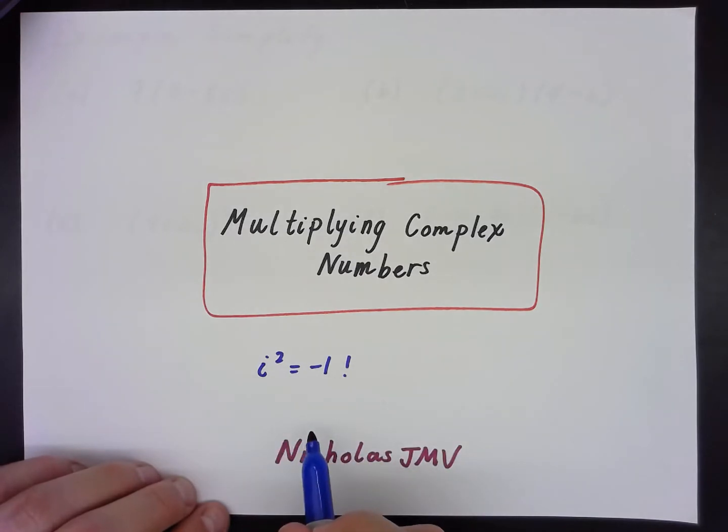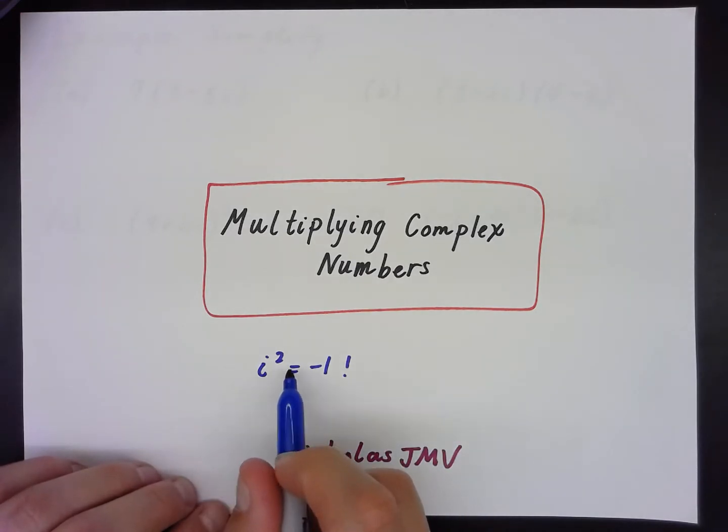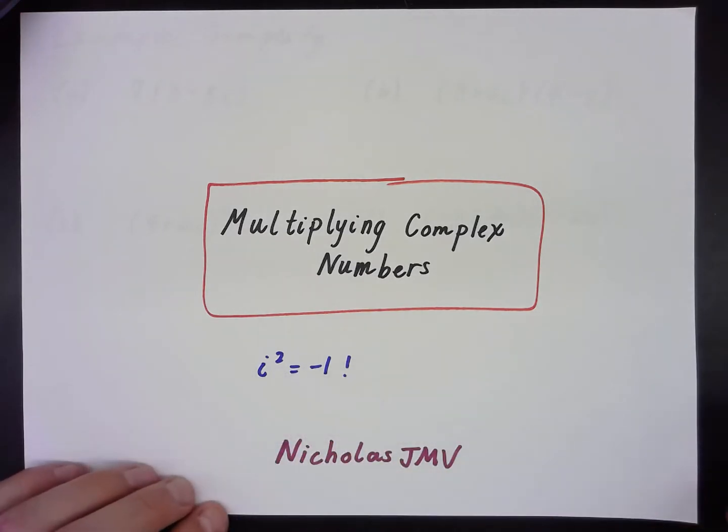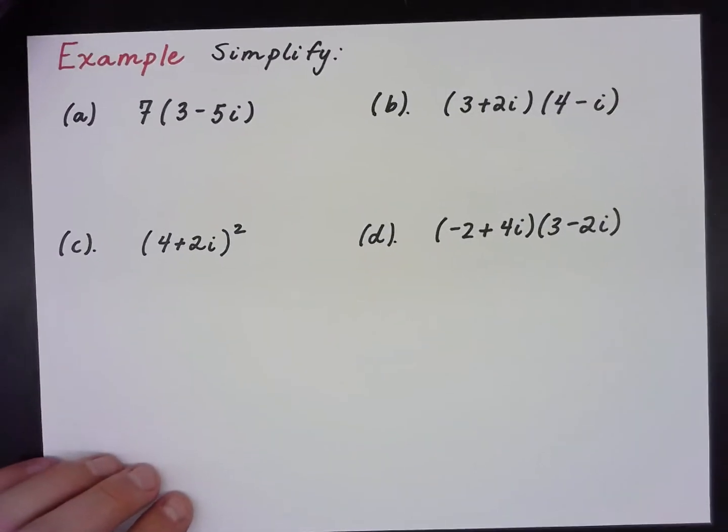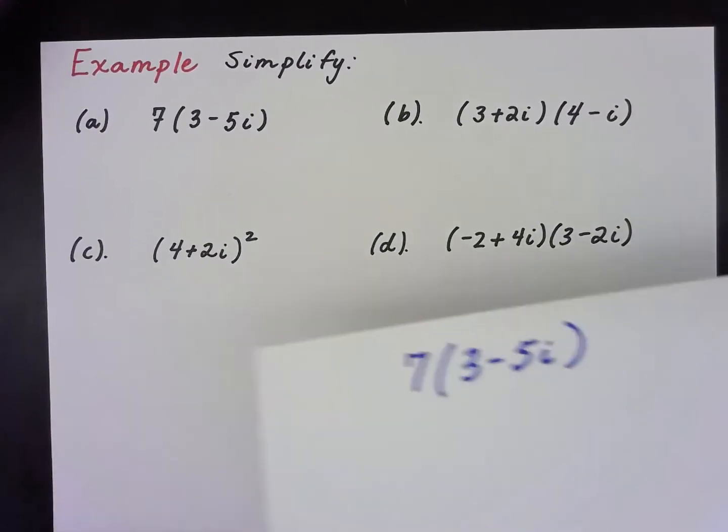This is Nicholas JMV. The big thing we have to do is think about i squared being -1. That's going to be super important today. And so I've got 4 examples. We'll try to get through them.